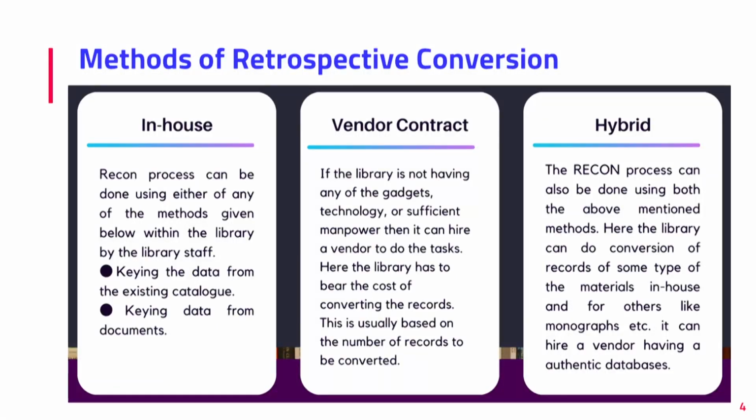When we talk about methods, as we discussed earlier, we need to follow some method while going for a retrospective conversion. There are three major methods we can adopt for performing retrospective conversion. The first method is the in-house method. The second method is the vendor contract method. And the last one is the hybrid method.